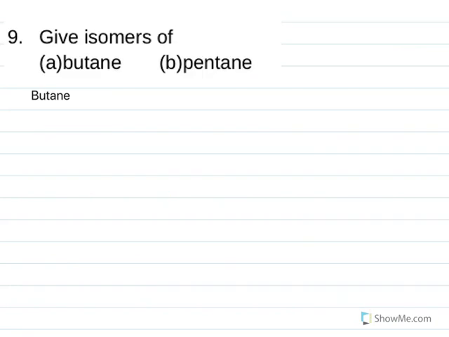Give the isomers of butane. So first let's write butane. Remember, butane is 4 carbon. So we need to write 4 carbons first: 1, 2, 3, 4. Now we can arrange this in another manner. We can do it like 1, 2, 3 and have one branch here.